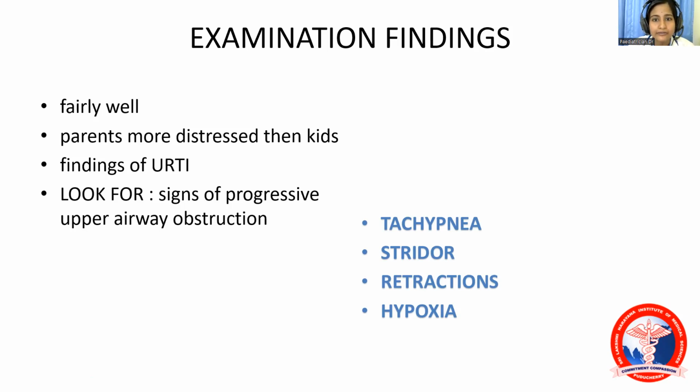So if the child is going from stridor to a silent chest, then you need to suspect the child is going into complete airway obstruction, which is more stressful for a pediatrician than others, because once the airway is obstructed, the child can't breathe, will be in respiratory failure, and will go into cardiopulmonary collapse. So always look for progressive upper airway obstruction in the croup child.